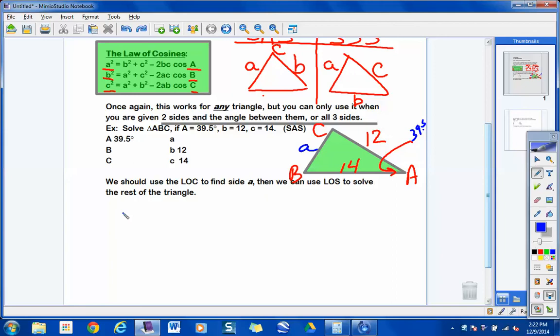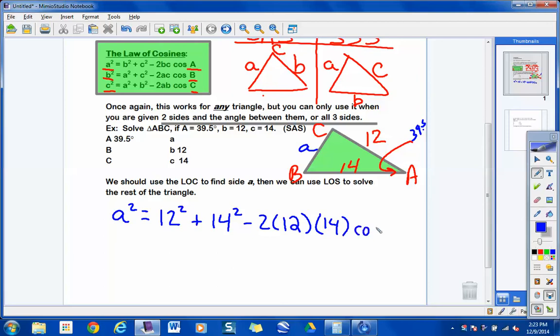So I'm going to start this out as A squared equals. All right, what's the B value you're going to plug in using this formula? 12. 12 to what power? Squared. Plus 14 squared. Minus 2 times, what's the B value? 12. Times the C value, 14, times the cosine of how many degrees? Cosine of 39.5, right?